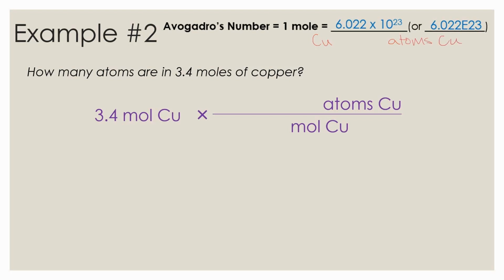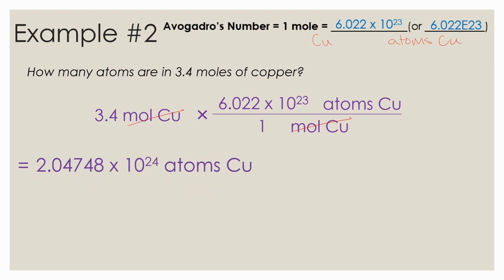So this relationship works with copper as well, and we can plug in 6.022 E23 for the number of atoms in 1 mole. And now moles are up, moles are down, moles cancel out and go away, and we'll be left with just atoms. So it's time to plug this into the calculator. 3.4 times 6.022 E23. Your calculator is going to give you 2.04748 times 10 to the 24th atoms of copper.